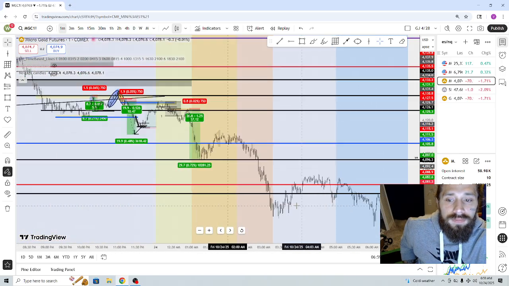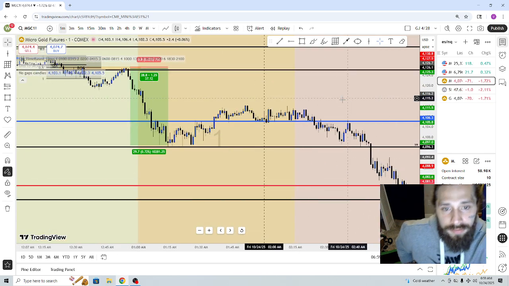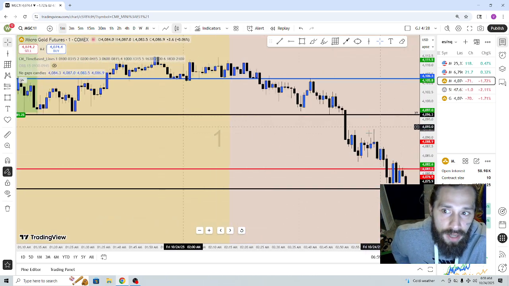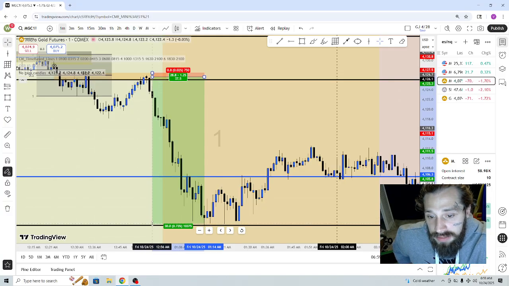Yep, look at that. So when we do our back research, we can stay on the 1 minute time frame and know that is the area that we were interacting with at this moment in time.